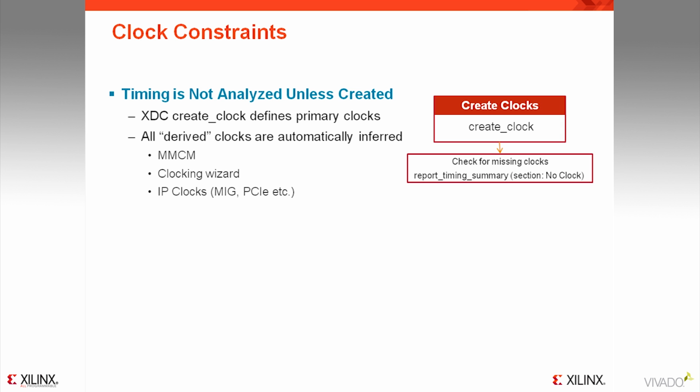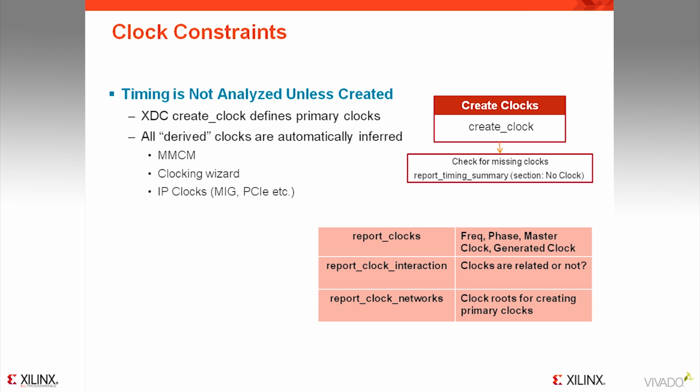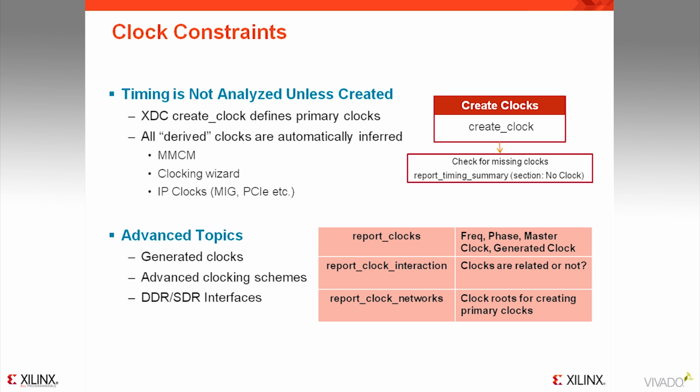Our recommendation is to create all your primary clocks, then run some reports to verify that you are not missing any. The timing report summary has a section that reports clock pins that do not have a clock constraint propagating to it. There are some other useful reporting commands to help you discover and analyze clocks: report_clocks, report_clock_interaction, and report_clock_networks. These are available in the IDE as well as in Tcl command form. Obviously, there are some more advanced topics that you might be interested in, such as generated clocks and DDR memory interface constraints. These will be covered in more detailed videos and documentation.